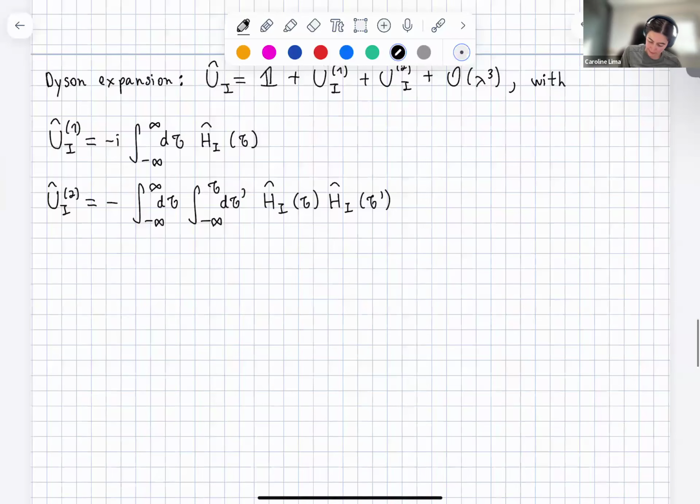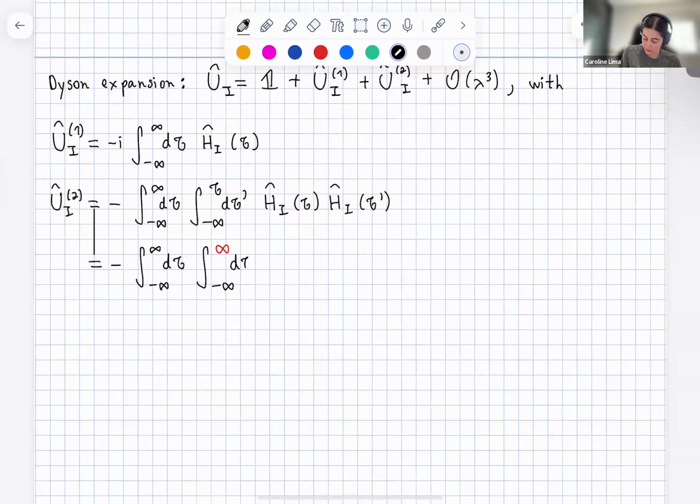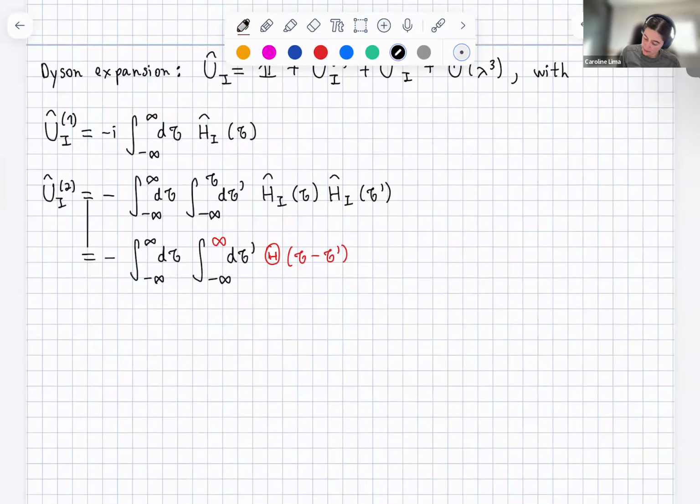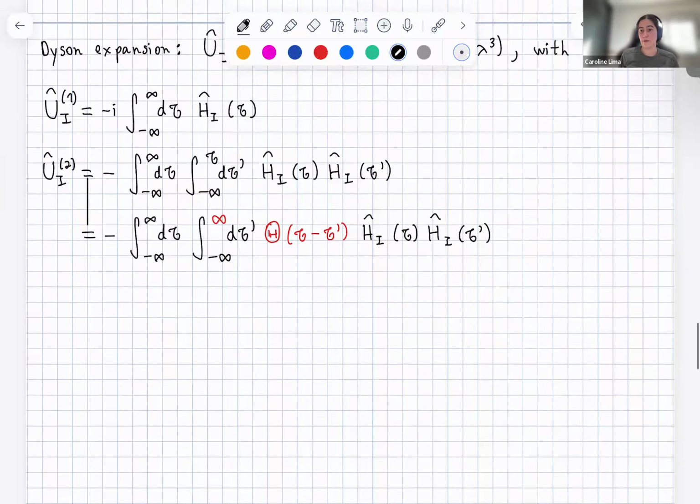Now I'm going to rewrite this in a way that is going to be a little bit more useful for us in the future, which is just saying that I will integrate over the whole space. So here I'm changing to the whole space, and then I'm going to introduce a Heaviside step function times the interaction Hamiltonian of tau, and the interaction Hamiltonian of tau prime.